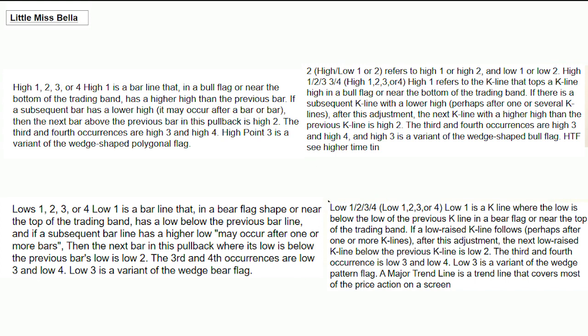What does it mean to read high 1 first? High 1 is when you're in a bull flag or near the bottom of the trading band. The high point is a K line higher than the high point of the previous K line. This is high 1. High 1 comes first, so if you have a K line with a lower peak, and then what happens after this adjustment is that the next K line with a higher peak than the previous K line is high 2, then a K line with a third is high 3, and a fourth is high 4.